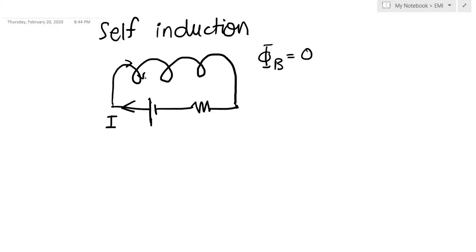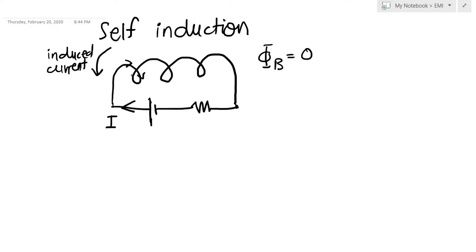And because of Faraday's law there will be an induced EMF, and Lenz's law says that it will oppose the change. So the current increase was in this direction. It will try to kill the increase in current. So this is the direction of your induced current. And that's just for the first loop.